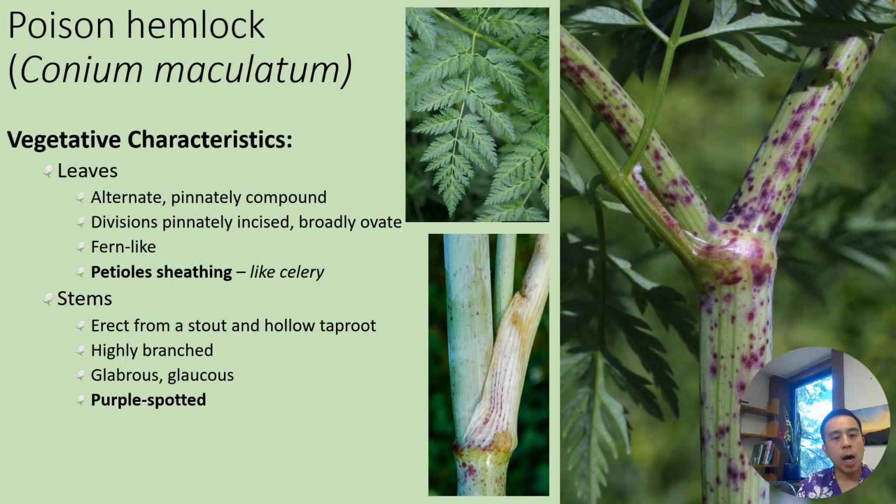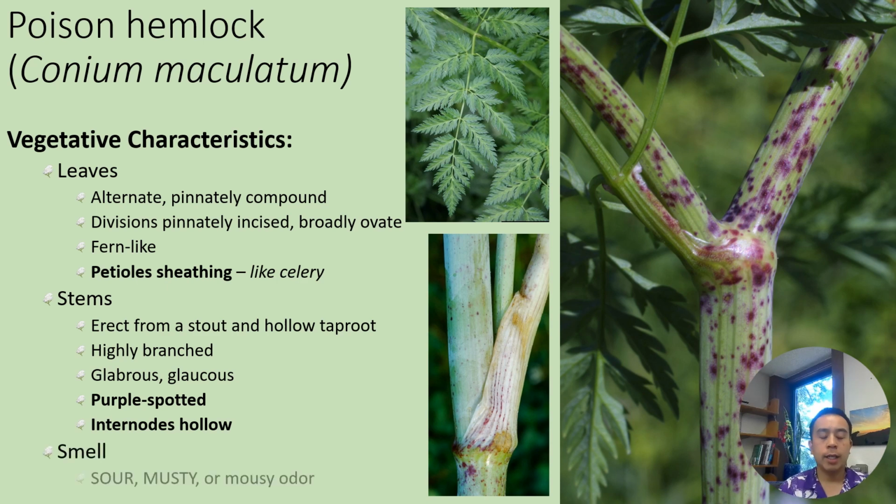It is purple spotted, which is where it gets its name maculatum, which is derived from a Latin word that means spotted. And so Conium maculatum can be easily distinguished from other Apiaceae plants by this kind of intense purple spotting on its stems. The internodes are also hollow, like the stems. And in terms of smell, it can be sour or musty or have a mousy odor.